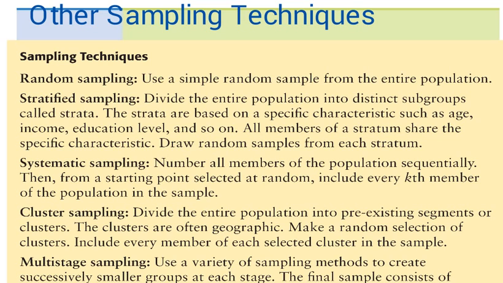The strata, or the groups we'd be talking about, would have a specific characteristic, like perhaps age, income, education level, etc. And all members of the stratum would share that specific characteristic. Then we draw random samples from within each stratum.